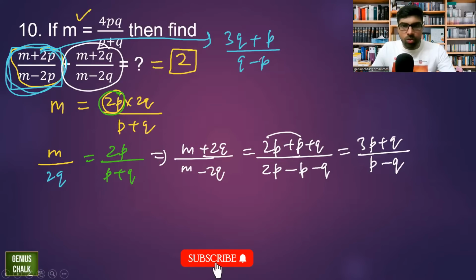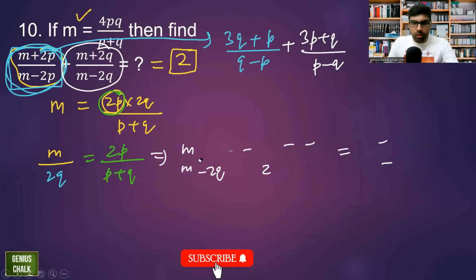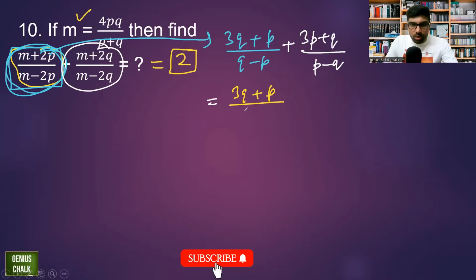Now M plus 2Q by M minus 2Q is how much? Plus 3P plus Q divided by P minus Q. Now you have got the result almost. So can you take something common here? This is what my answer is. If you take something common, you will have your answer now. Let's try. So this all we have done. Okay, now let's come to the final answer. Why this answer is 2? So if you take this common, if you take minus common, it is 3P plus Q upon Q minus P.